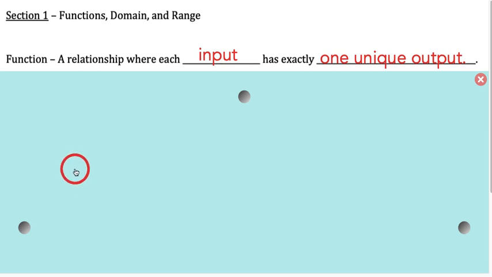A function is a relationship where each input has exactly one unique output. And we will usually look at this in the sense of a table of ins and outs.